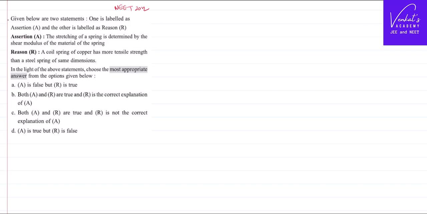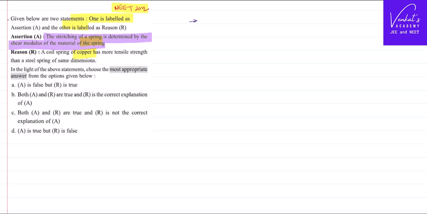Here in this video, we are solving a NEET 2022 question that was given in mechanical properties of solids. Let us see what the question is. There are two statements, assertion and reasoning. Let us see what the assertion is. The stretching of a spring is determined by the shear modulus of the material of the spring. Let us try to explain the meaning of that.